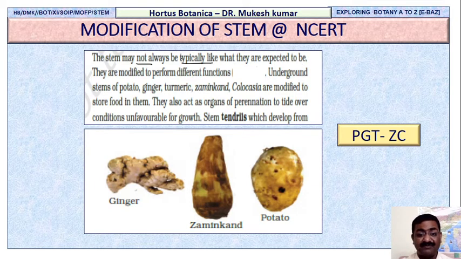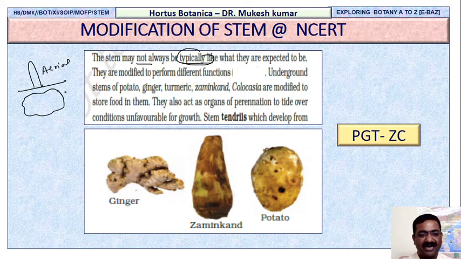Means typically what we think. Typically we think that a stem should be aerial, but here we are finding that they are underground. That's why NCERT is writing that a stem may not always be typical, like what is expected. They are modified to perform different functions. Now, underground stems: potato, ginger, turmeric, zamikand and colocasia.